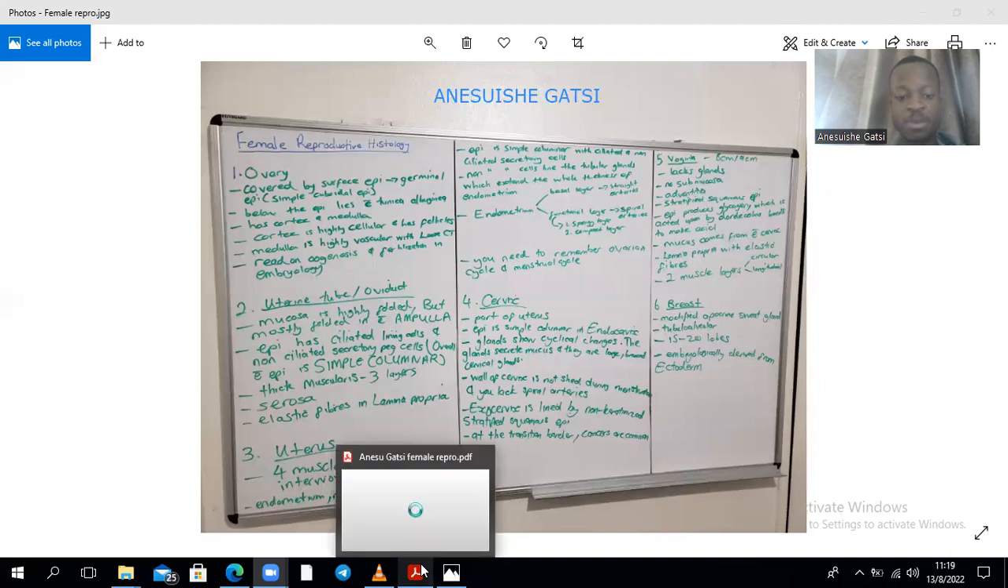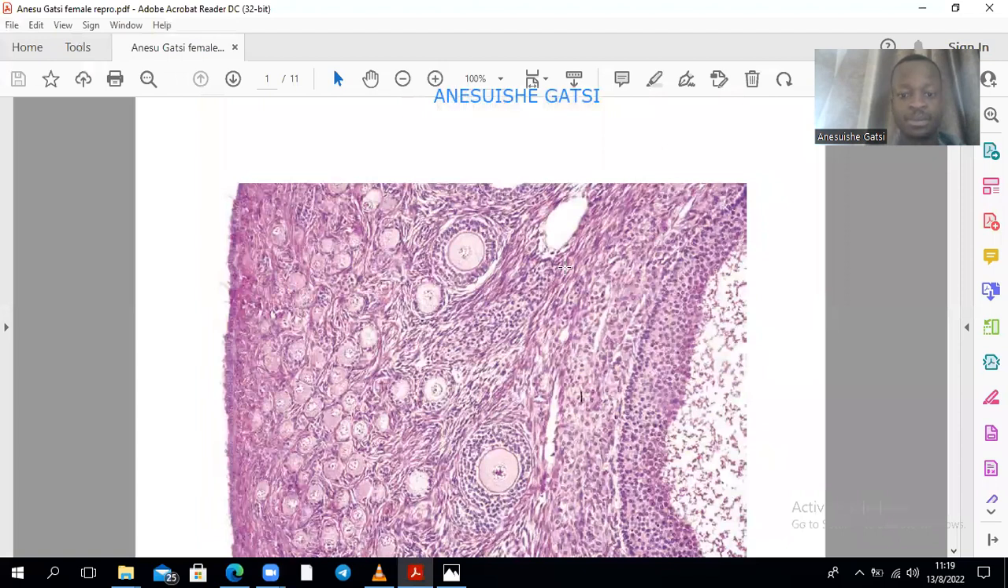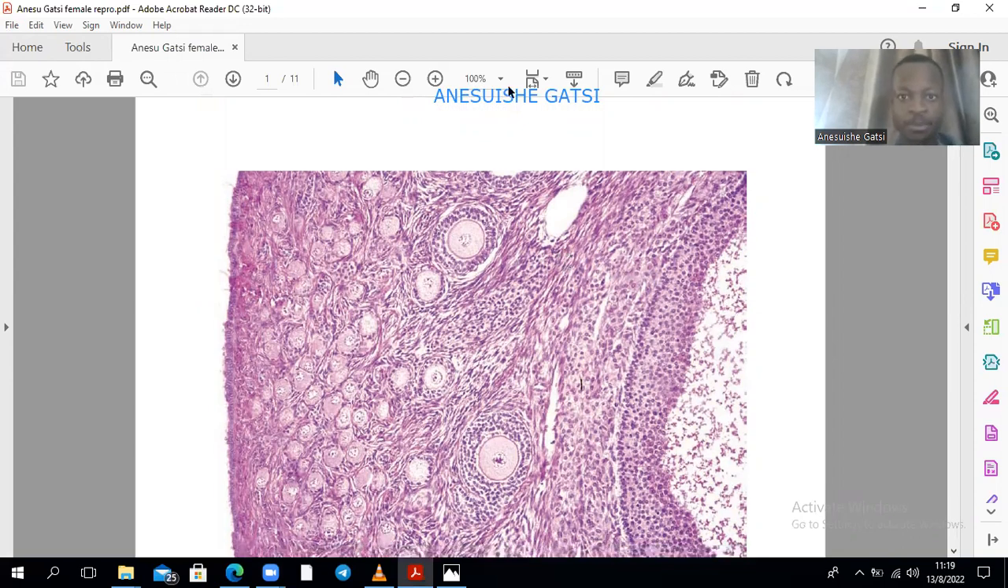Then I'm going to put up the pictures now. Right, so this is ovarian tissue. So this right there is ovarian tissue.